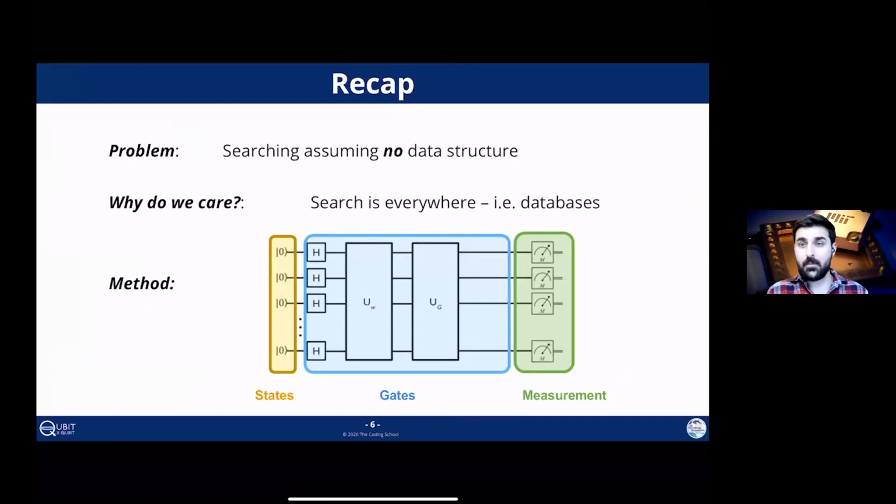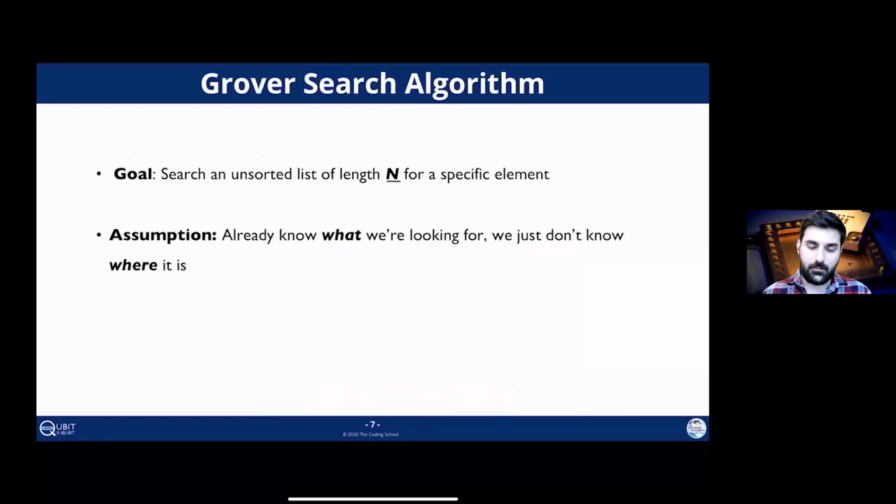Now, the method that we use is the quantum circuits that we've discussed so far. Namely, we start with some quantum states, we apply some gates, and finally, we measure the output state. And the idea is that if we have an efficient and correct algorithm, by the time we measure the output state, we're going to get the correct answer with very high probability. Okay, so let's talk about Grover search specifically now.